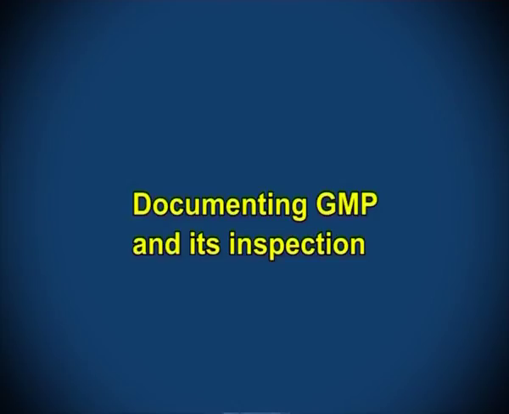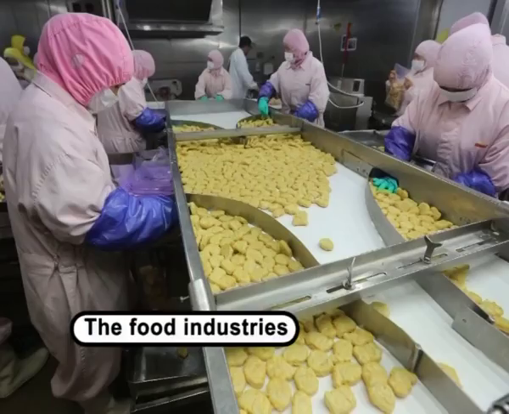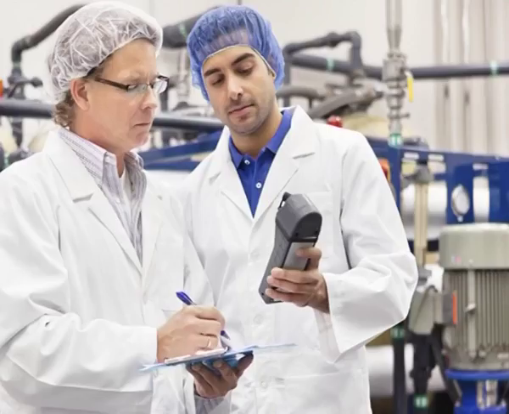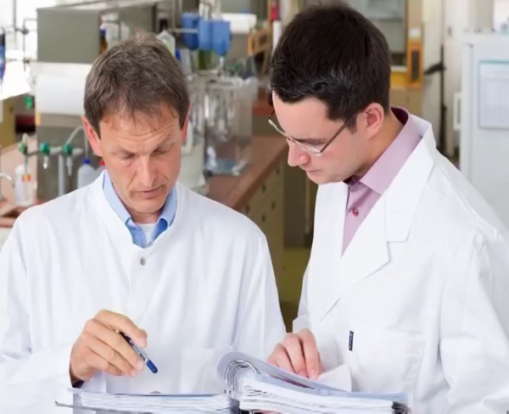Documenting GMP and its inspection. To assist in the effective implementation of GMPs within the food industries, it is advisable to document procedures on how the food industry is going to implement relevant GMP. Equally important is to maintain records to support that any GMP have been implemented.